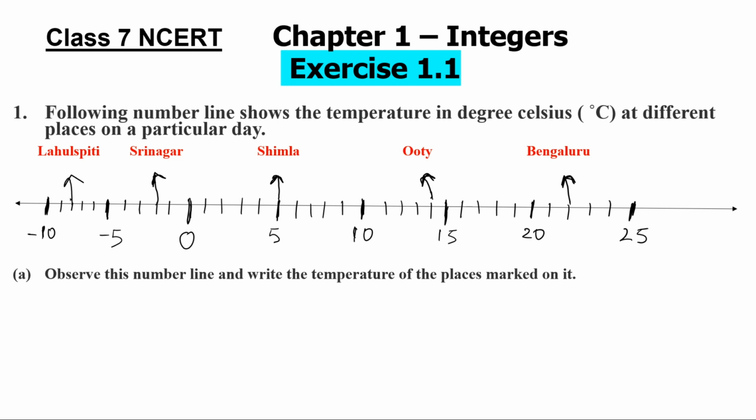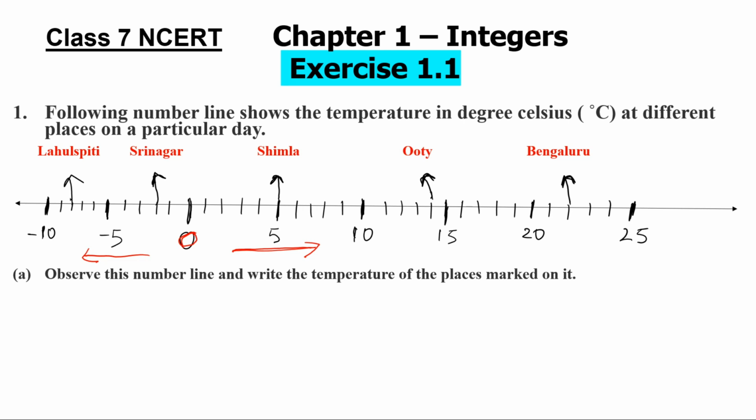Lahul Spiti, it's in Himachal Pradesh. Srinagar is in Jammu and Kashmir. Shimla is in Himachal Pradesh. Ooty is in Tamil Nadu and Bengaluru is in Karnataka. All these places are in India. Now, if you see the number line, we have a 0 here. The 0 is here, okay. On the left hand side, that is this side, we got the negative numbers. And on the right hand side, we have all the positive numbers.